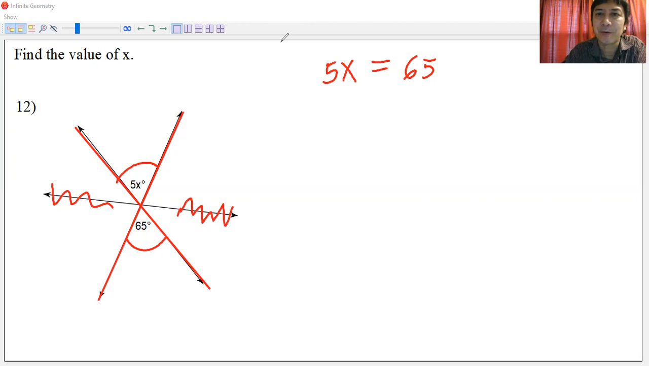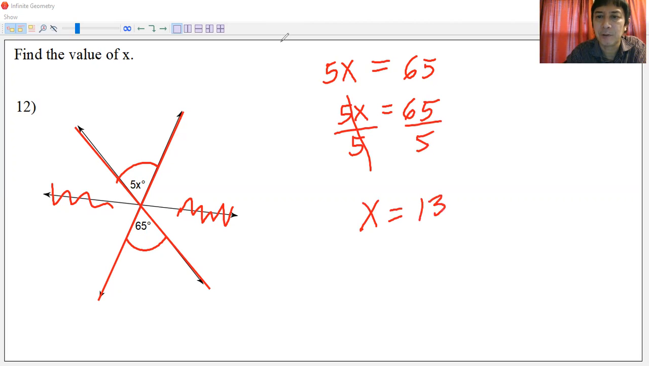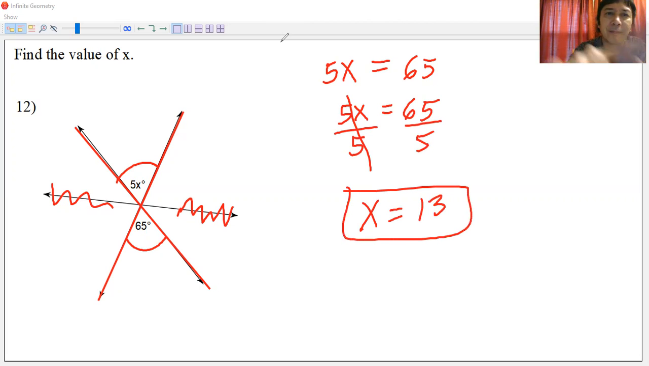So this will just be by way of division, and we will be able to get the x. Divide both sides by 5, and x is 13. There. You can check the answer over here. All right, it's 13.